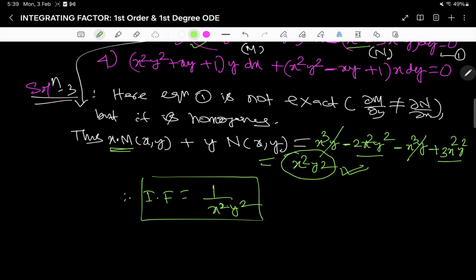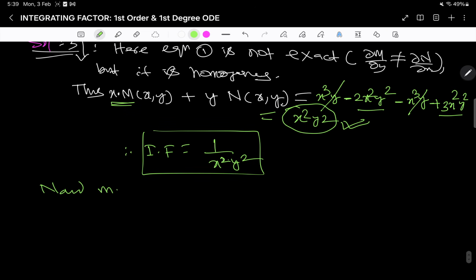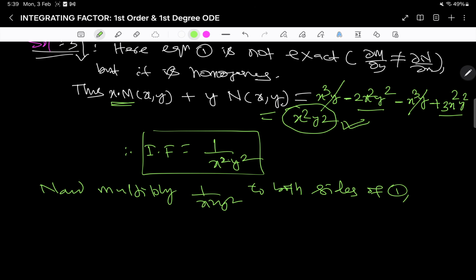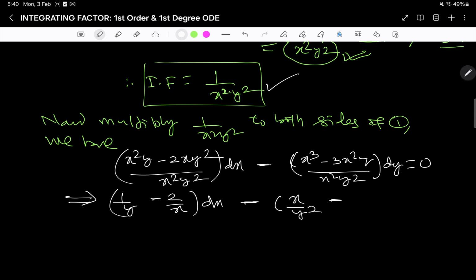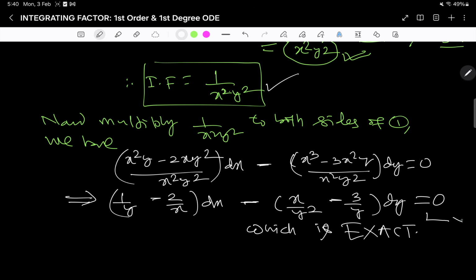Now you multiply this to both sides of 1. Now multiplying 1 by x square y square to both sides of 1, we have, if you multiply this, we get this, and if you just simplify it, x square cancelled, 1 by y minus 2 by x dx, minus x by y square minus 3 by y dy is equal to 0, which is exact. No need to check, which is exact. Let it be my equation star.